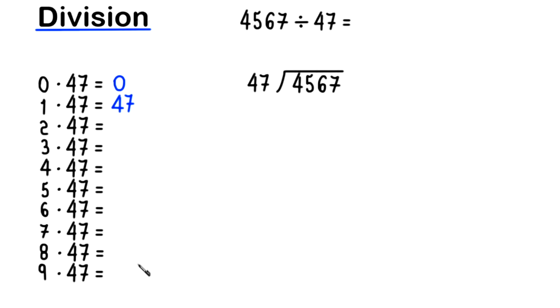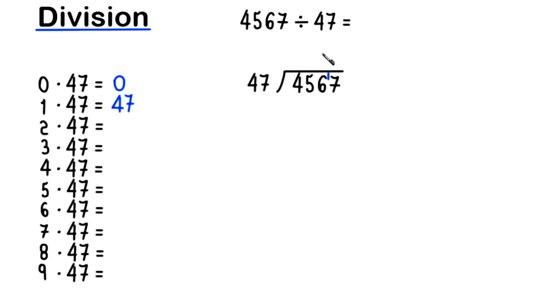Let's get started. We start by looking at this first digit here. It's a 4. 4 is less than 47, so we do not start yet. We group it, we join it with the next digit, so now we have 45. 45 is less than 47. I don't start now. I group it with another digit, and then we have 456. 456 is more than 47, so now I start.